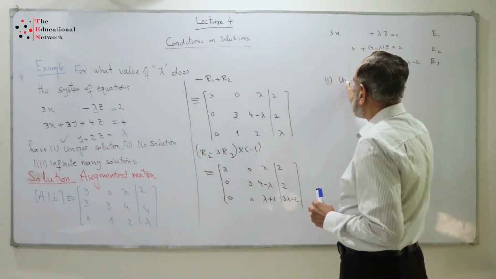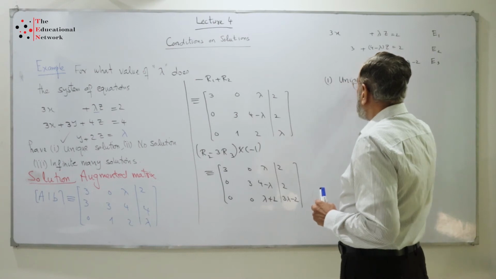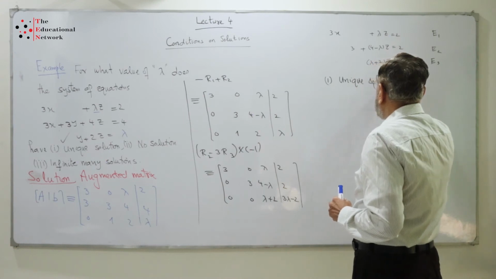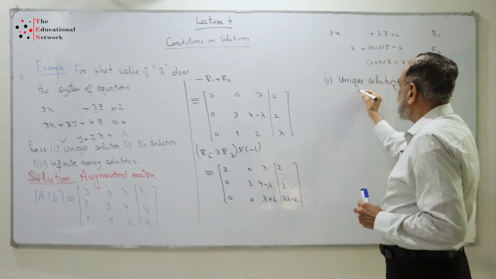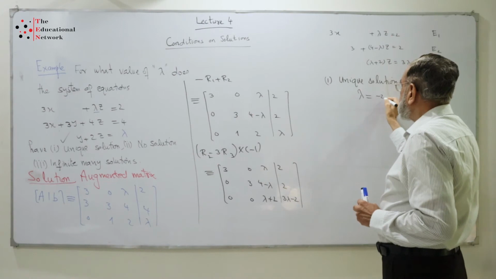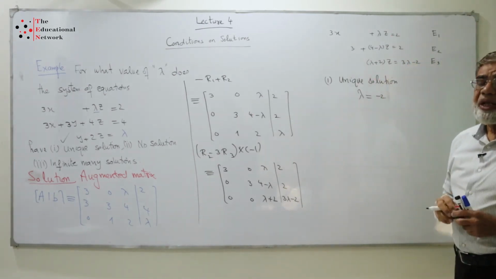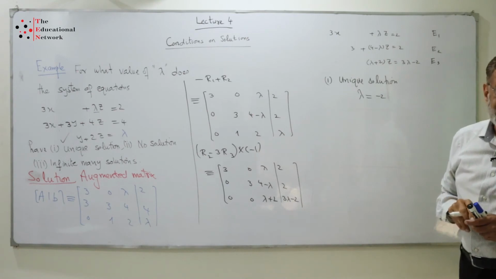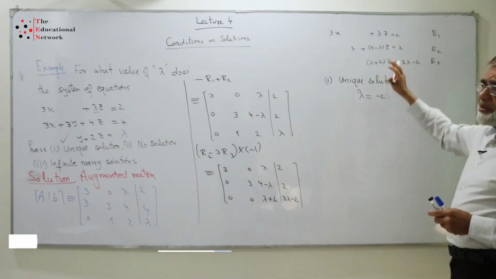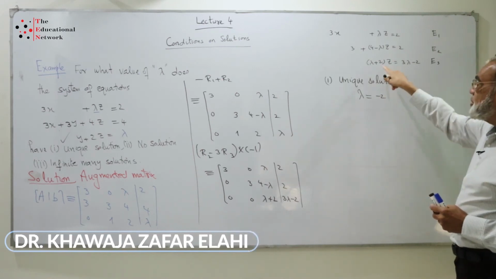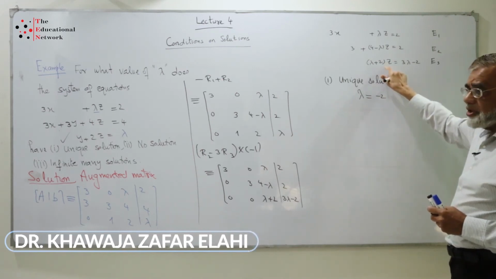So for a unique solution, we can see what the value of lambda must be. We say here lambda is not equal to minus 2. Why? Because if lambda equals minus 2, then this will be equal to 0. Lambda can be any number. It can be 0, but there will be a unique solution. The only condition is lambda is not equal to minus 2. So this must not be 0. This must be the leading entry.